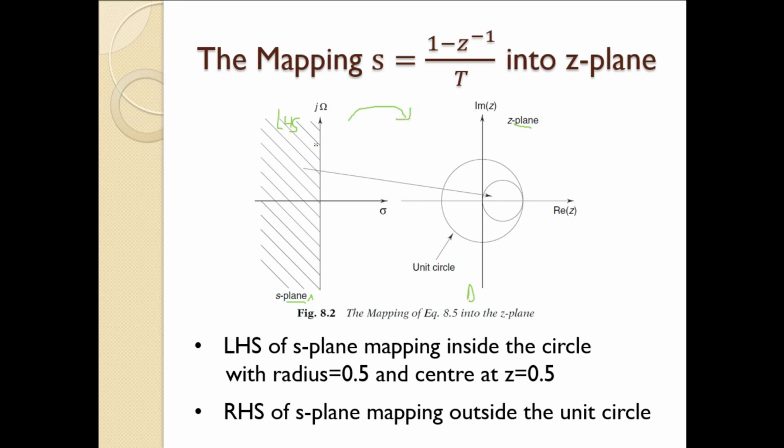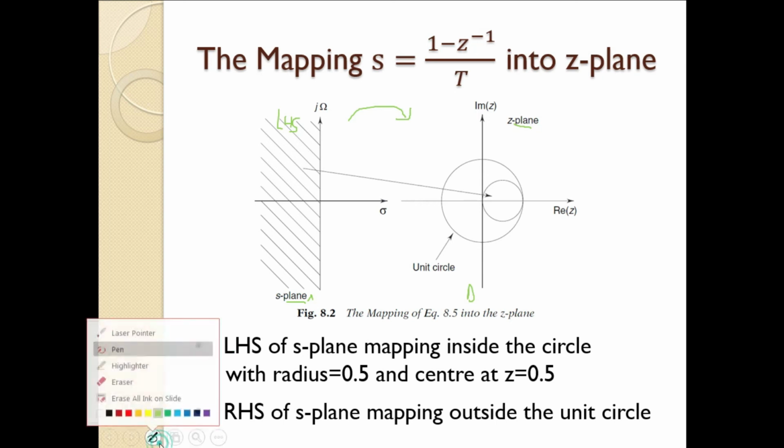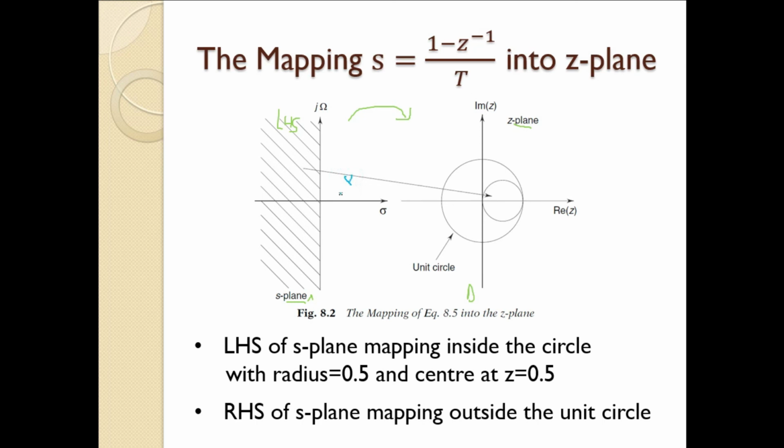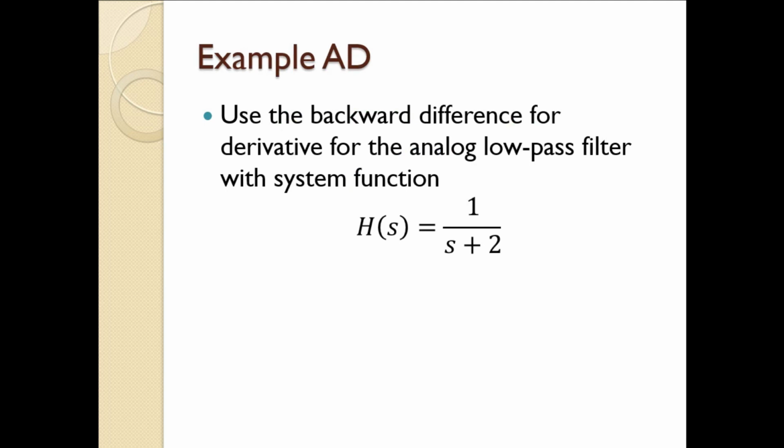So when we map analog into digital, our left hand side of the S plane is mapped inside the circle with a radius of 0.5, and the center of Z is also 0.5. So we map it into the circle. For example, we have a point on the left hand side, we put a blue color. If we map outside the circle, for example here, it will not be inside the circle, so it's unstable. Okay, this is just theory.